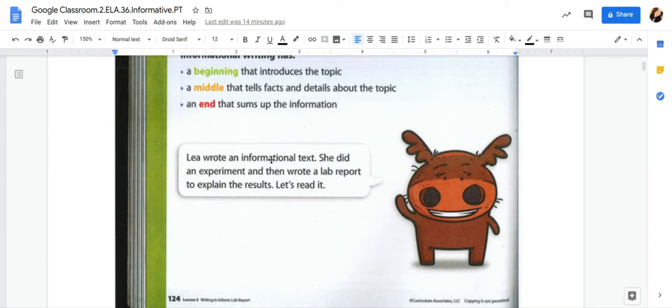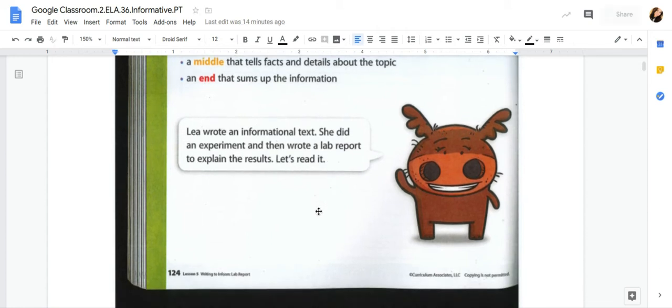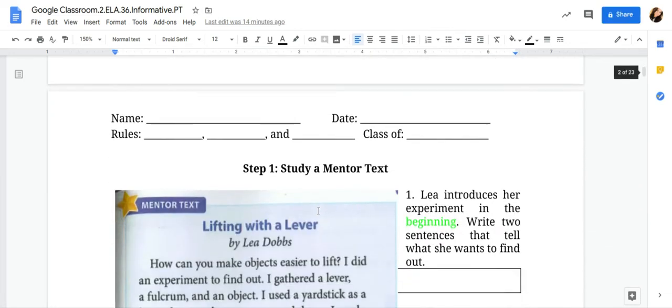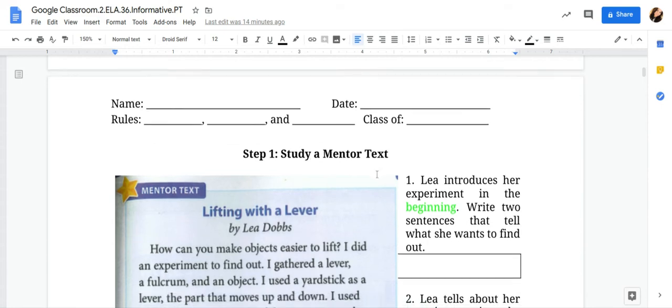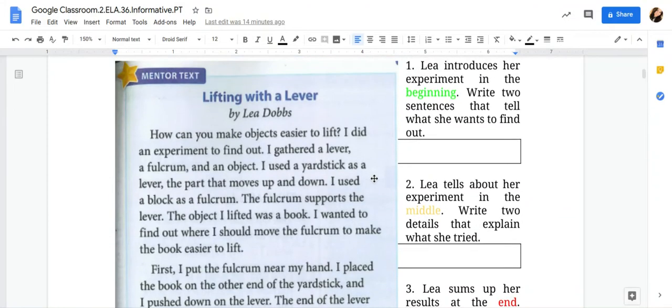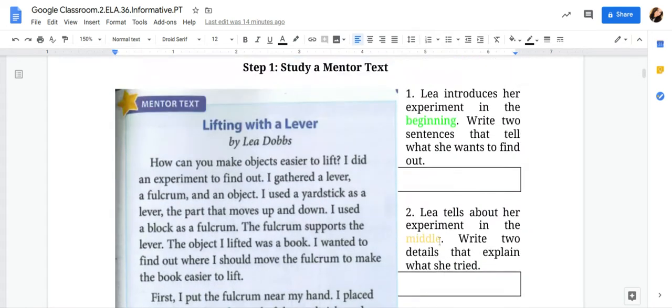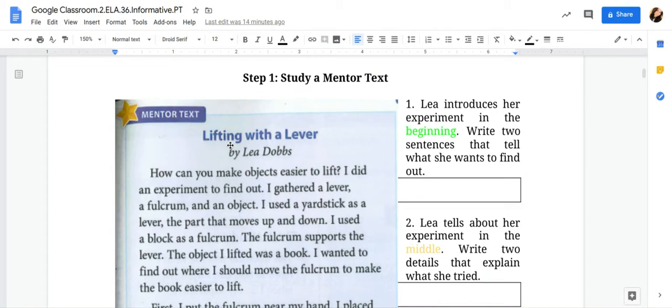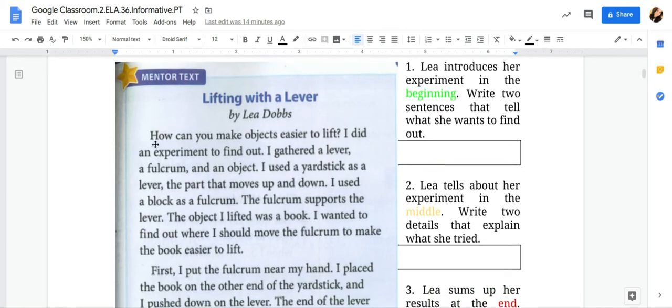Leah wrote an informational text. She did an experiment and then wrote a lab report to explain the results. Let's read it. Remember, Leah is our example. Step 1, study a mentor text. So I'm going to read you first the mentor text by Leah, and then we're going to answer these 3 questions. So, Lifting a Lever by Leah Dobbs.